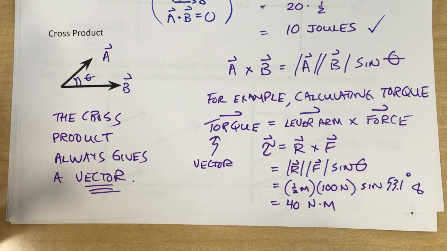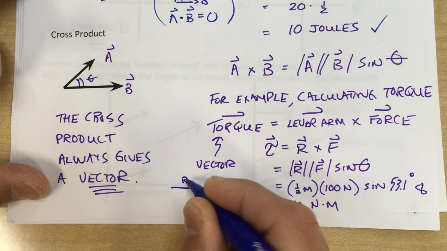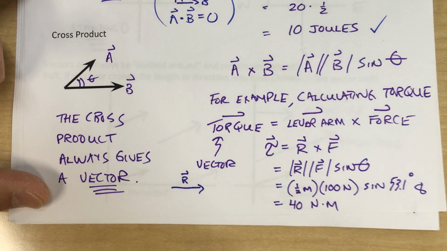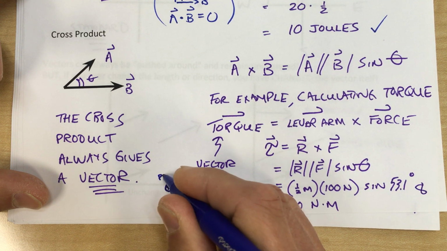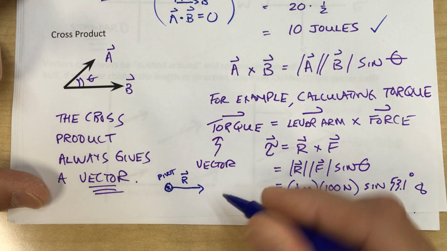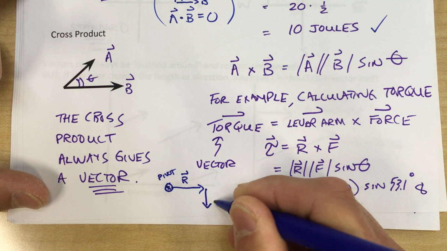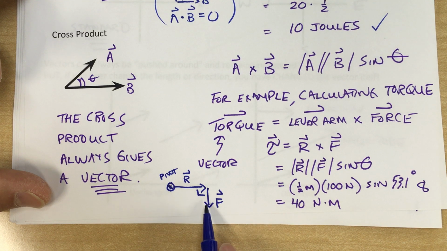So remember, you get a lot of torque when you have a pivot, and then you have a lever arm, and then your force makes a nice right angle to that lever arm. That's how we get torque.